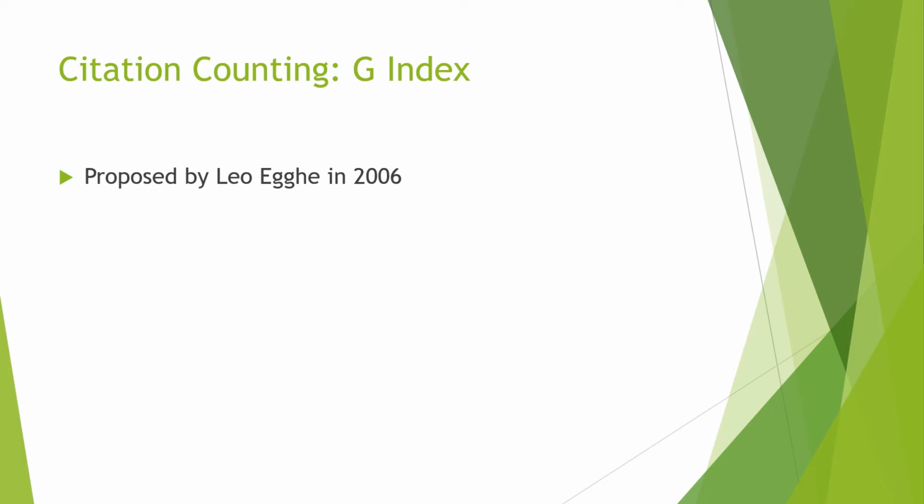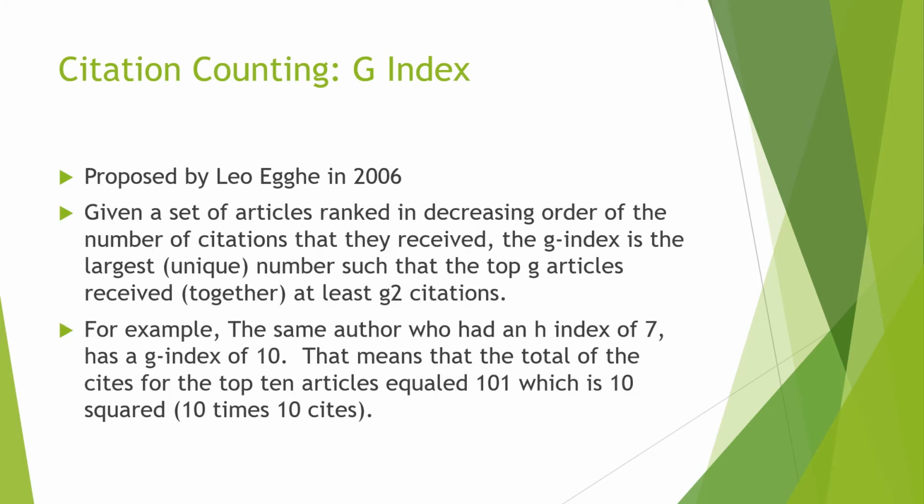So another very commonly used index is the G index. And it, again, was created as recently as 2006. The definition of it is, given a set of articles ranked in decreasing order of the number of citations that they received, the G index is the largest unique number such that the top G articles received together at least G squared citations. Now they often show a chart, and I probably should have included it here, and it does seem to make this a bit clearer than that definition is.